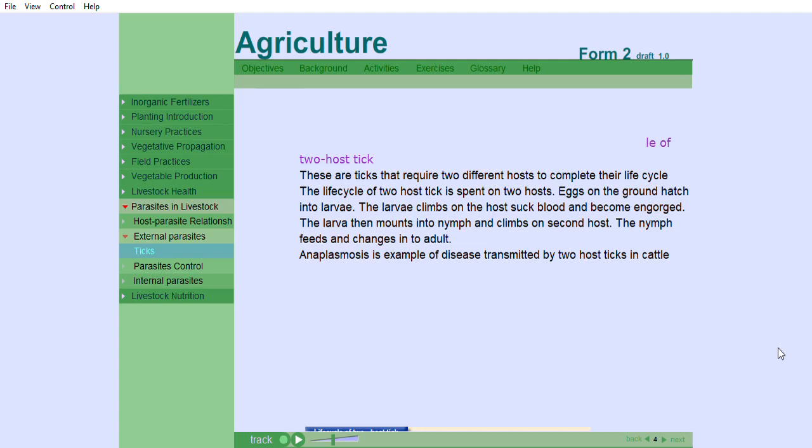Eggs on the ground hatch into larvae. The larva climbs on the host, sucks blood, and becomes engorged. The larva then molts into a nymph and climbs on the second host. The nymph feeds and changes into an adult. Anaplasmosis is an example of a disease transmitted by two-host ticks in cattle.